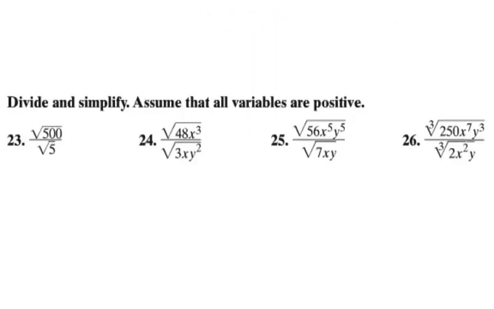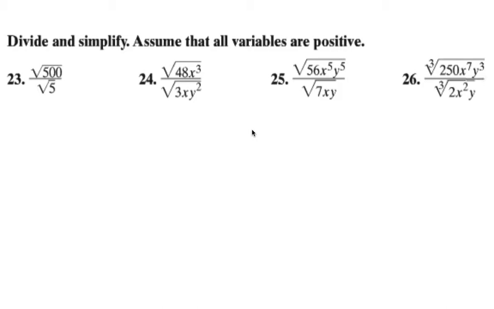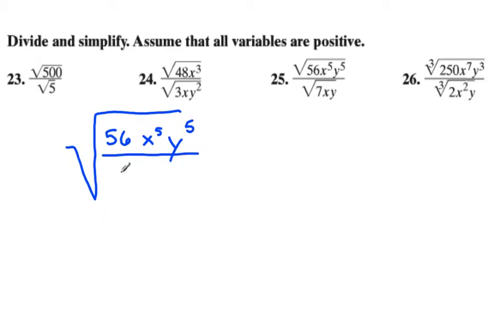Okay. Now divide and simplify. Assume that all variables are positive. Let's go ahead and do number 25. For some reason it's jumping out at me. Okay, the first thing I'm going to do is see if I can simplify before I do anything else. So I'm going to make this one big radical. So we have 56 x to the fifth, y to the fifth, all over 7xy.